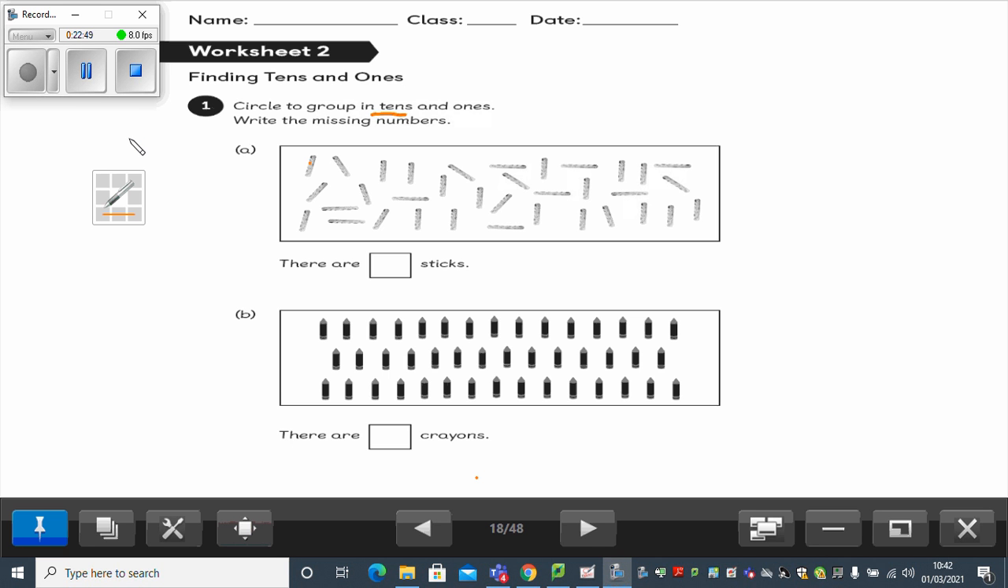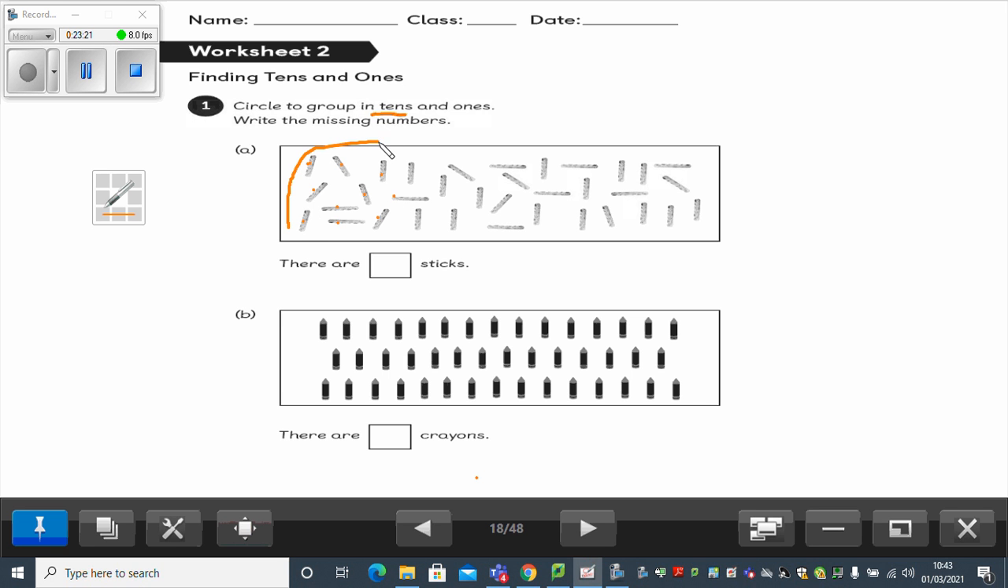Okay, let's go through them together. And remember, you can correct anything as we go along. So first of all, we had to group these objects into tens and then counting tens and ones to work out the whole number. So I'm going to count them by putting a dot on them as I go along before I group them in tens. Count with me. 1, 2, 3, 4, 5, 6, 7, 8, 9, 10.